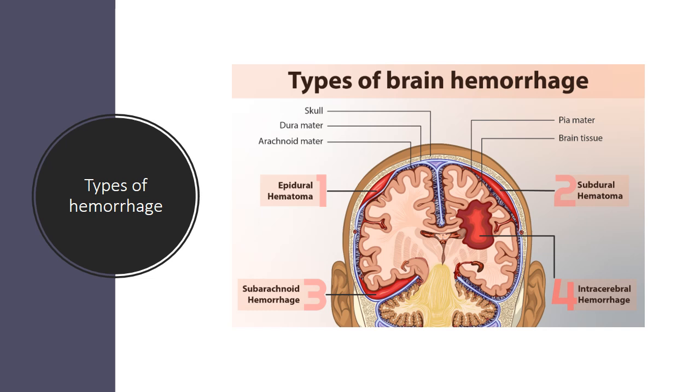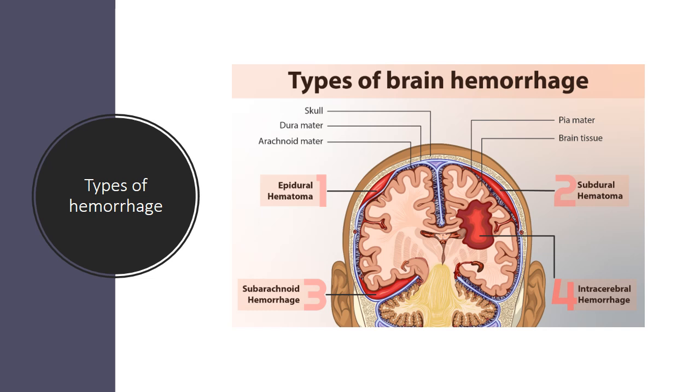Now we'll look at the bleeds that happen. The bleed that happens between the cranium and the dura, above the dura, is called an epidural hematoma. This can be caused because of injury to the middle meningeal artery or fractures of the skull.